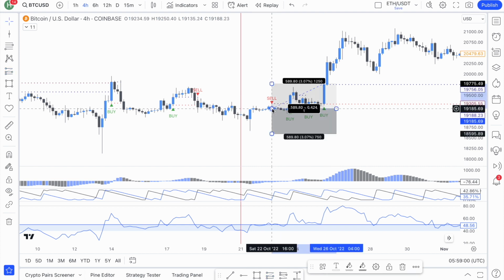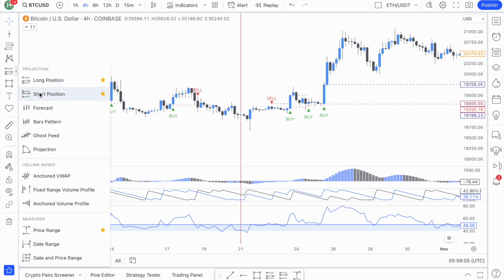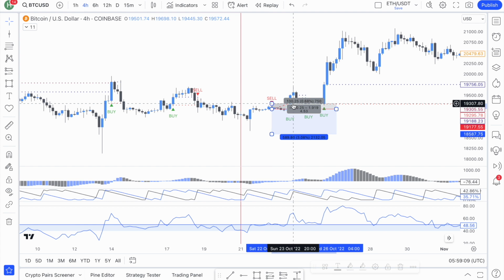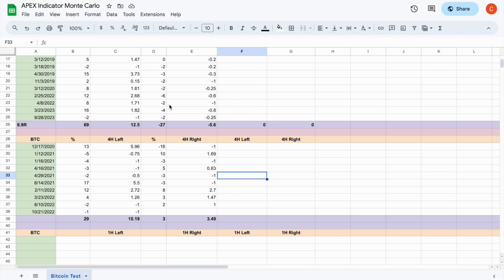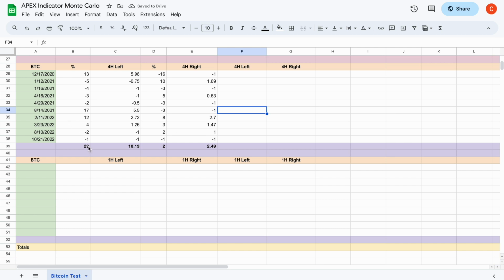And so we'll do this just to get the statistics. And that would have been 0.6%. We'll just do -1 again. -1, -1. All right, so your values for the 4 hour is 29.